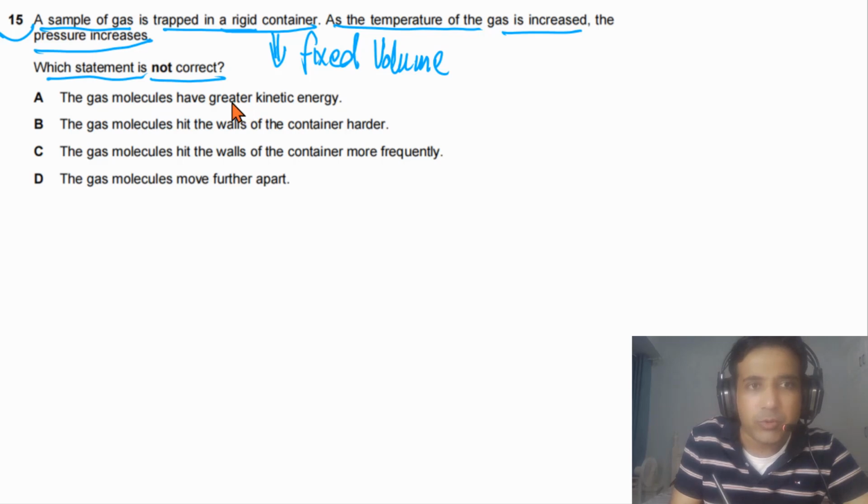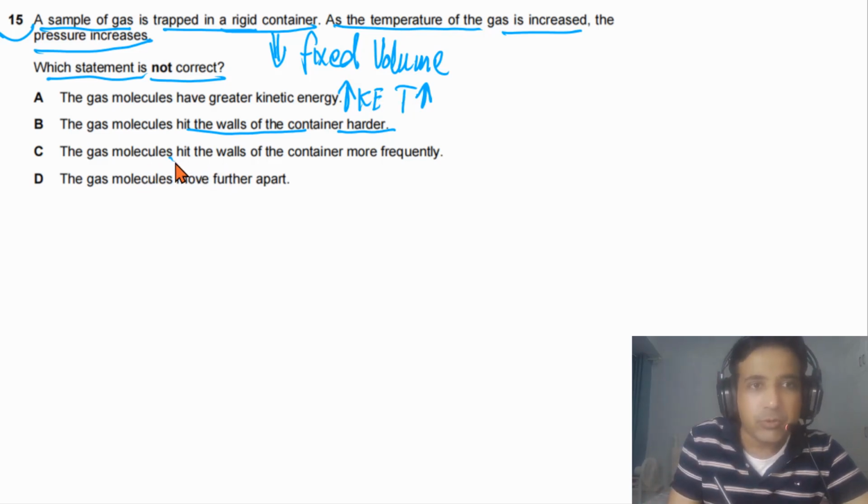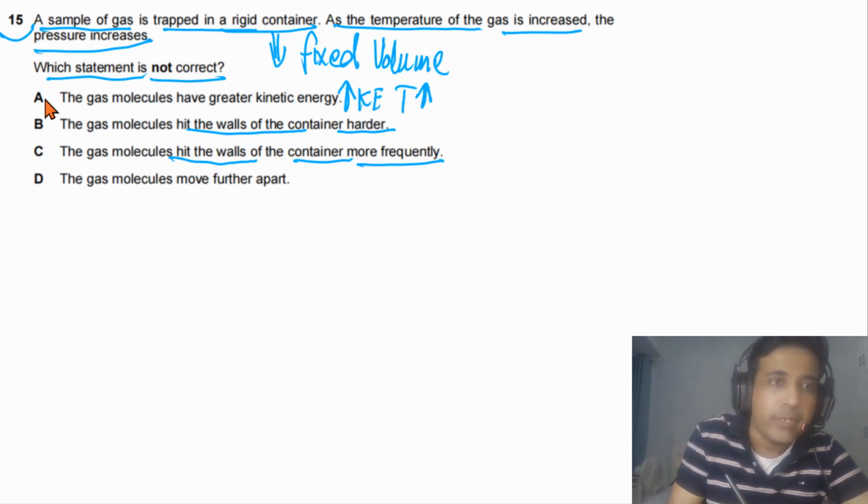The gas molecules have greater kinetic energy. Yes, kinetic energy of gas molecules increases if the temperature of the gas increases. The gas molecules hit the walls of the container harder. Yes, because molecules are moving faster, so they will hit harder. The gas molecules hit the walls of the container more frequently. Yes, because their speed is greater, they're moving faster, so they will hit the walls more frequently. So this one is correct, this is correct, this is also correct.